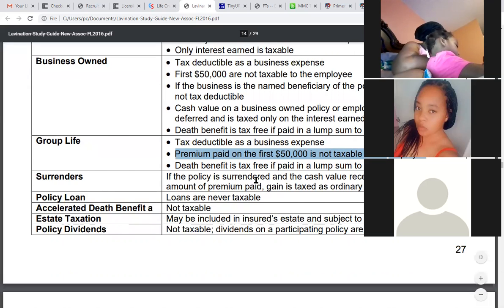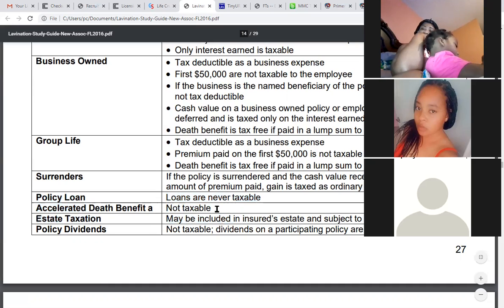Surrenders. If the policy is surrendered and the cash value received is more than the amount of the premiums paid, the gain is taxed as ordinary income. I already explained that to you guys. The difference between the cash value and what you paid is taxable as ordinary income. Policy loans are never taxed. Accidental death benefits are not taxable.